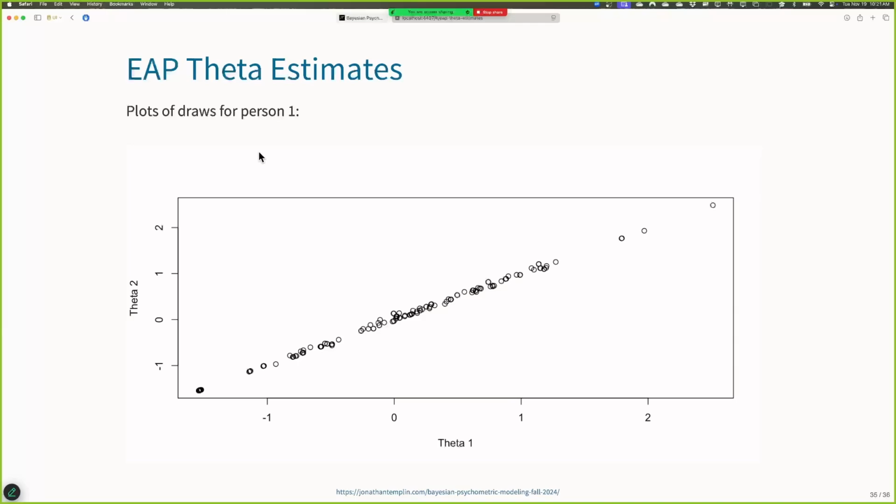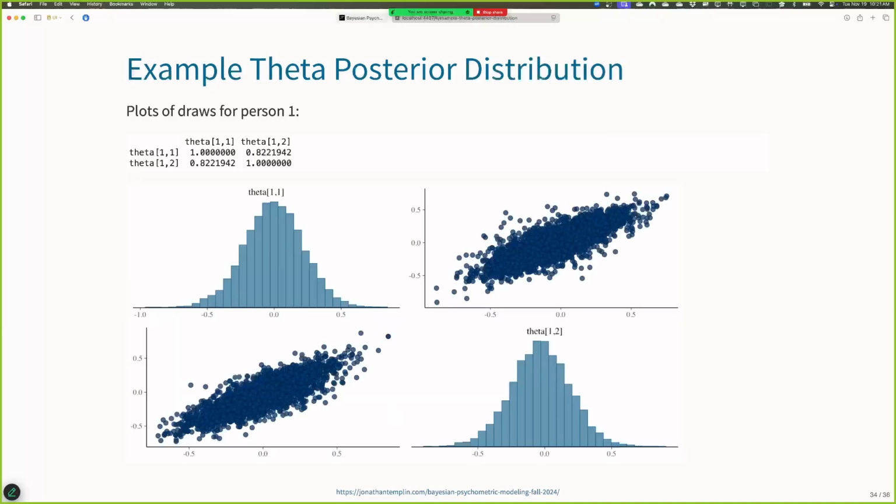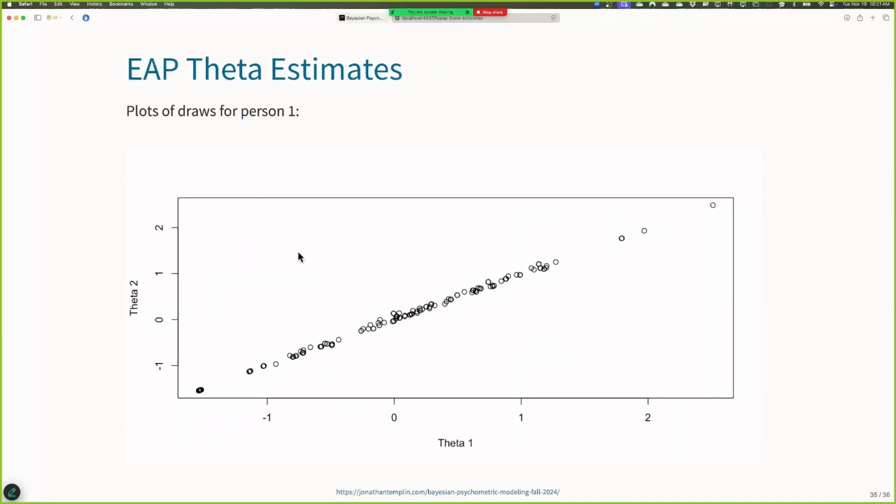And now, this is not for person one. This should be for every person. Theta one versus theta two's EAP estimates right here. Okay. Theta one versus theta two's EAP estimates. So I have the average theta for theta one, average theta for theta two for each person. I plot them, theta one on the x-axis, theta two on the y-axis. That's where we see that 0.99 correlation.